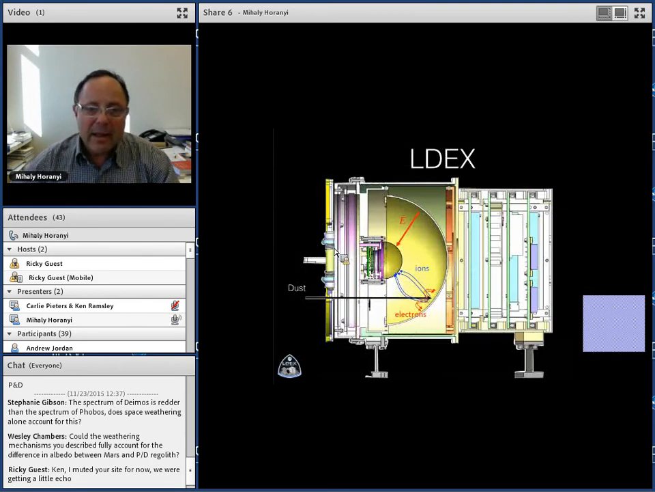This is the instrument. This is an impact ionization dust detector. Dust. Can you see my arrow?